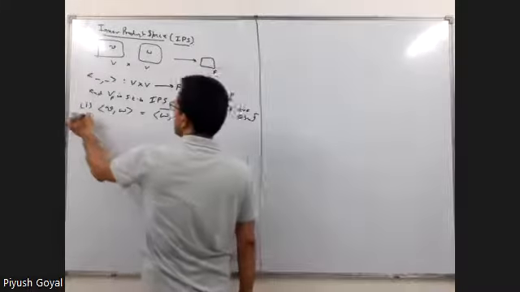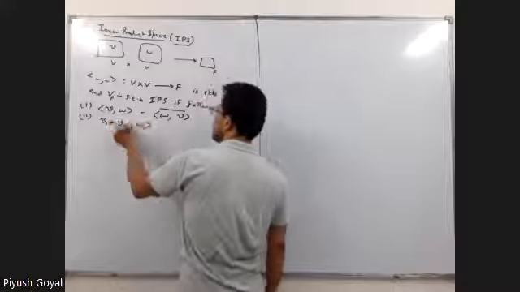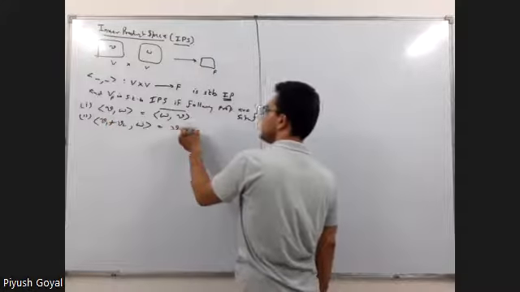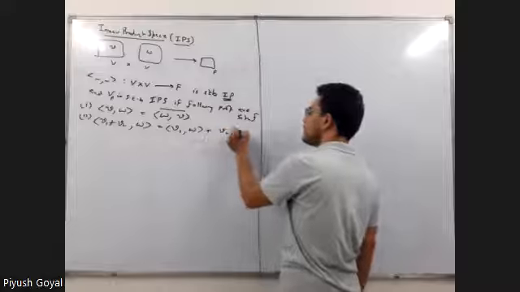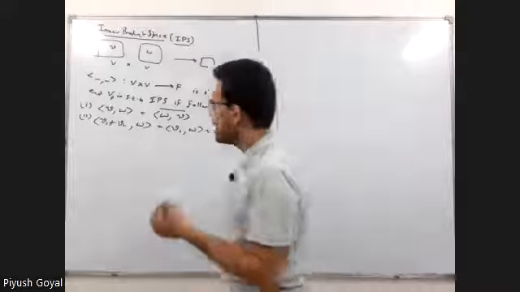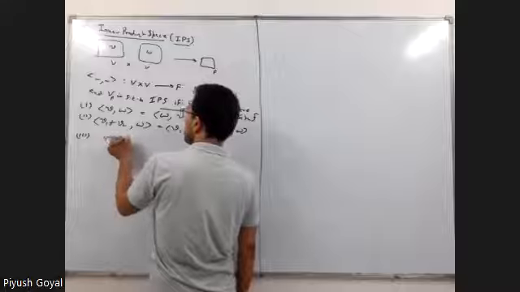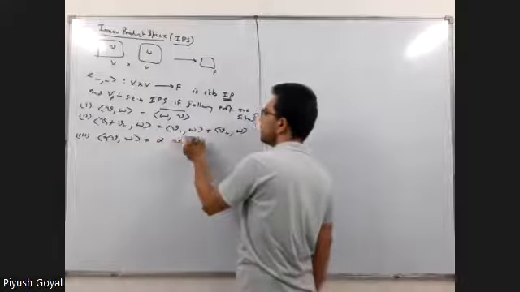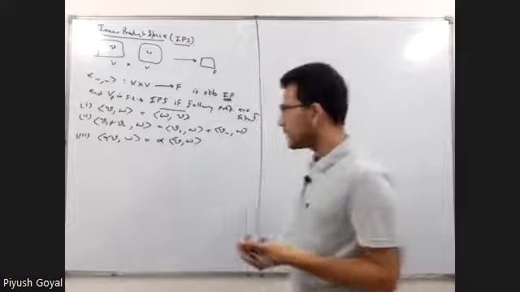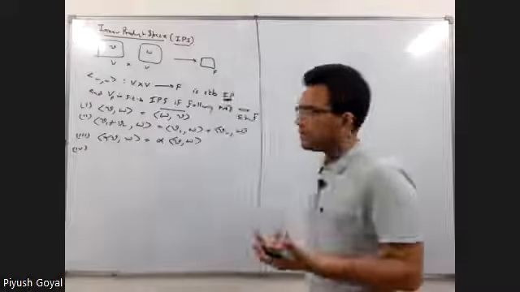Then you have (V1 + V2, W). This will be (V1, W) plus (V2, W). Then you have the third property. The third property is (alpha V, W). Alpha will come out and it will become alpha times (V, W). I hope it is clear to you. Then you have the fourth property.